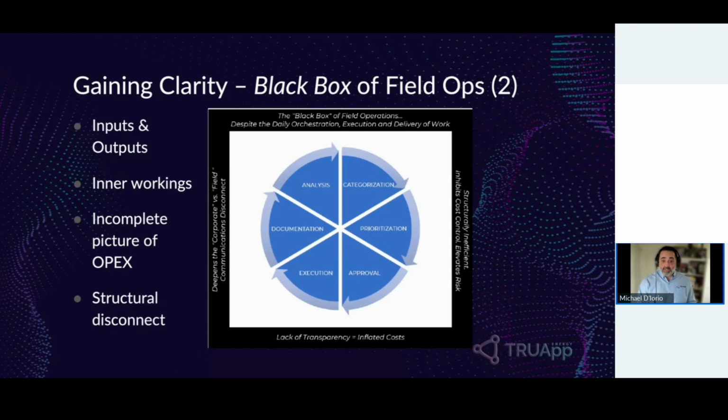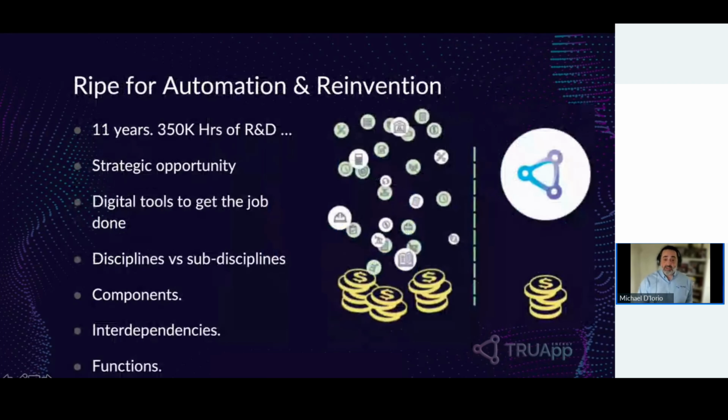And quite simply, it's a work experience that was ripe for automation and reinvention. It really demands subject matter expertise. And it's this subject matter expertise that we've been able to accumulate over the past 11 years.